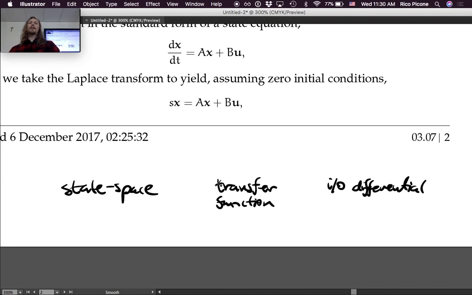So we want to be able to go from a state space model to an input-output differential equation. So what we just learned how to do is to go from an input-output differential equation to a transfer function. What I said is you can go from a transfer function to an input-output differential equation very straightforwardly. It is essentially exactly the same procedure, just in reverse.